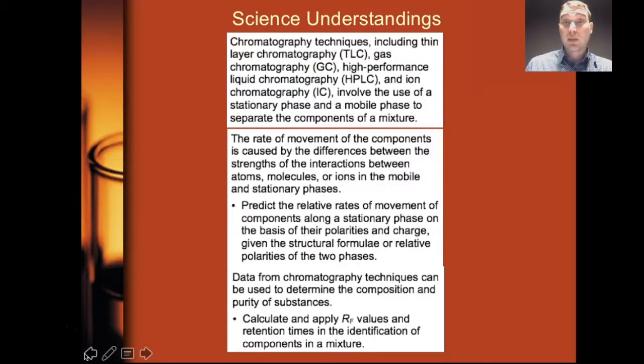So science understandings: we're going to look at thin layer chromatography, gas chromatography, high performance liquid chromatography and ion chromatography. They all involve the use of a stationary phase and a mobile phase to separate out mixtures. The rate of movement is caused by differences between the strength and interaction between the mobile and stationary phases. That's caused by differences in polarity and charge. And you need to determine from data the composition of the mixture.